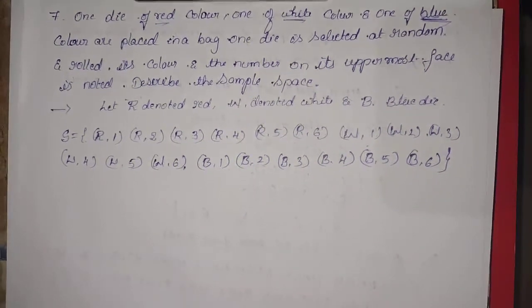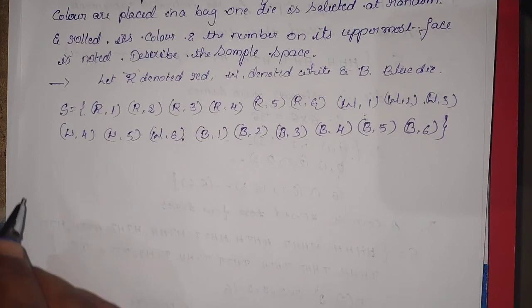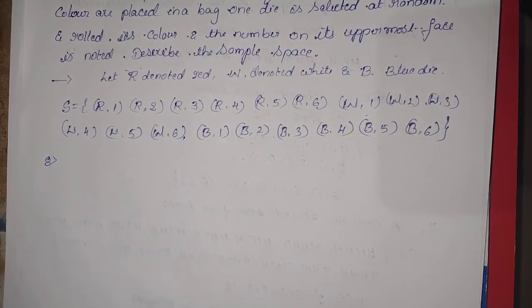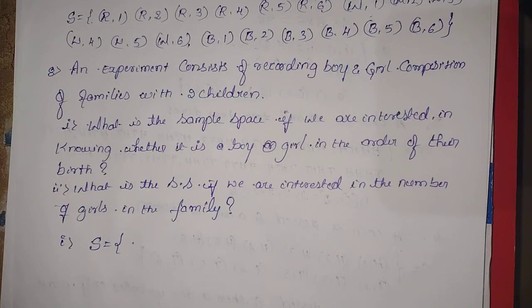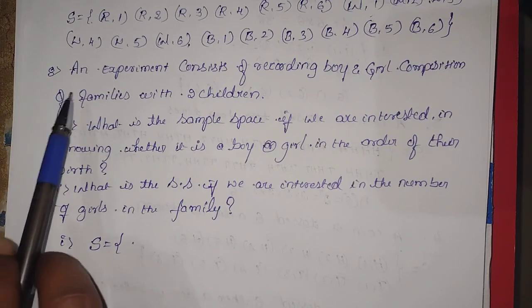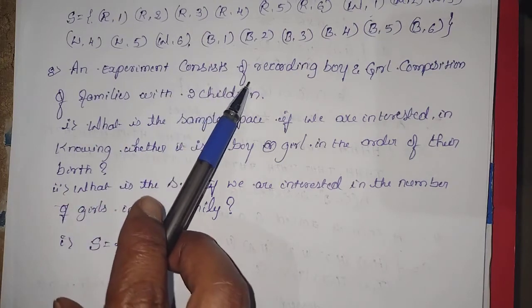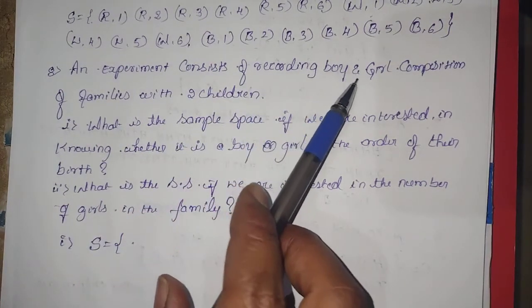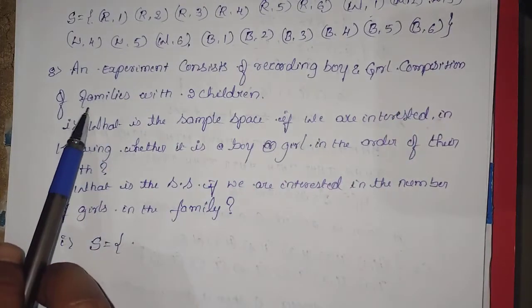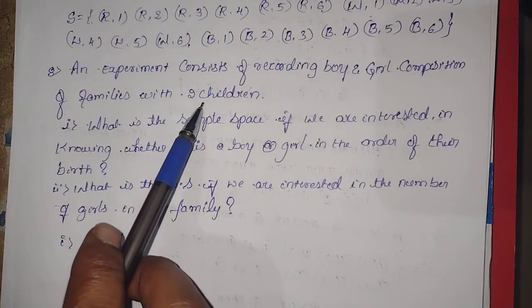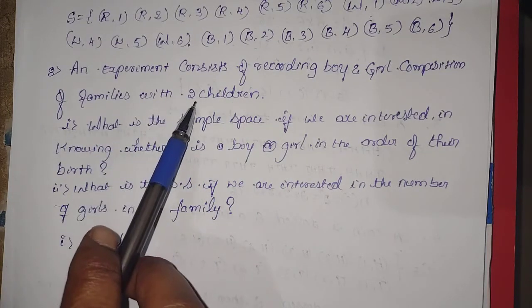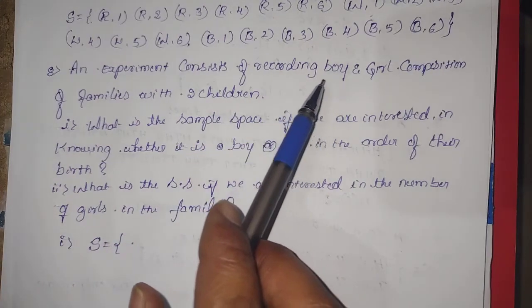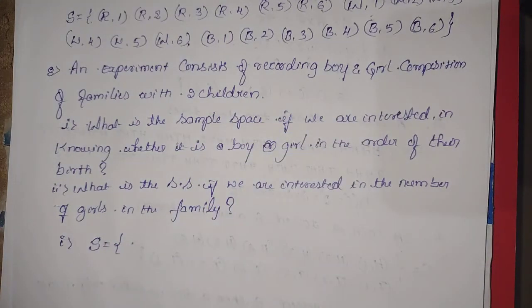Next we go for another question. Question number 8. Clear? The question is like this. Okay, dear students, the next question is like this. An experiment consists of recording boy and girl composition of families with 2 children. That means a family containing 2 children, those children containing boys and girls.